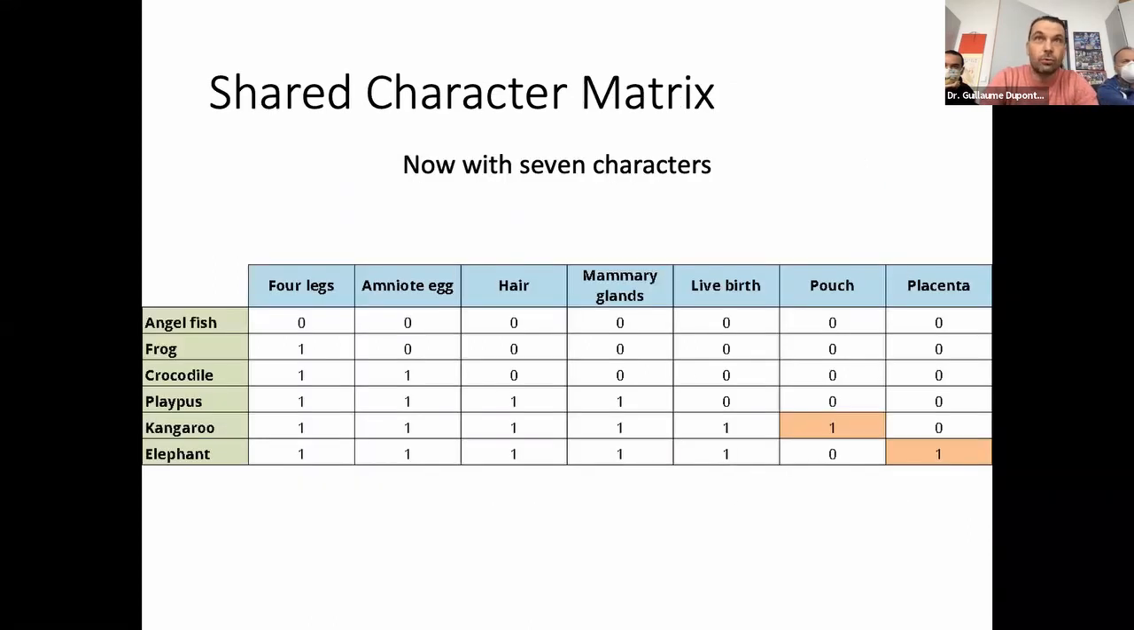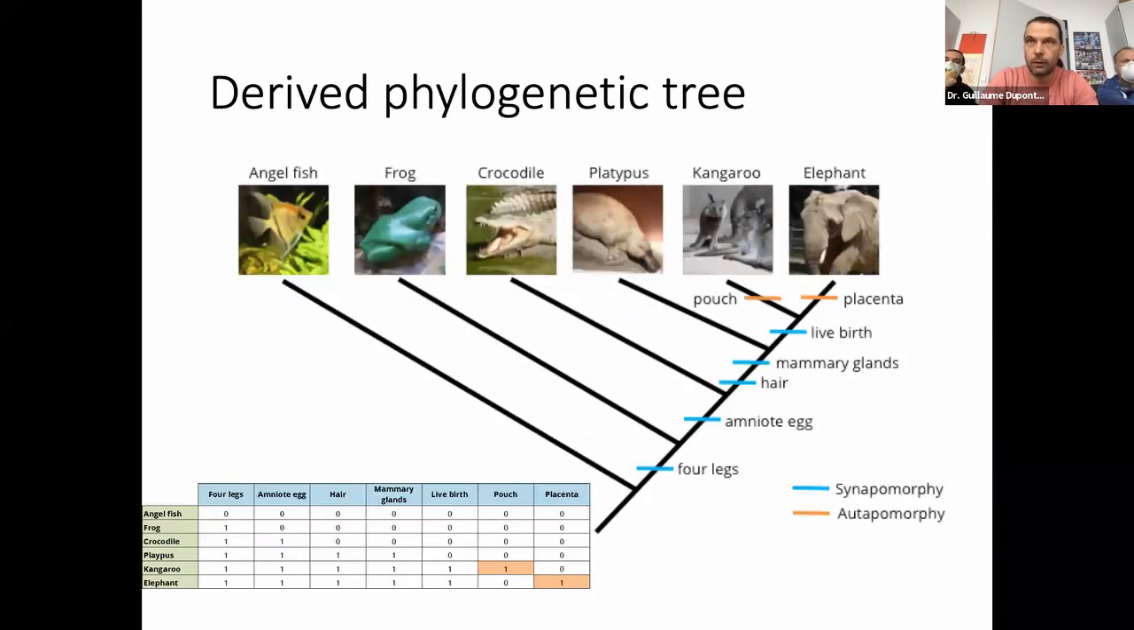We can add two more characters, a pouch and a placenta. And these are then autapomorphies for elephants and kangaroos. So we can split those groups based on these characters which are not shared. So kangaroos could be marsupials, and elephants could be placental mammals. So this is the very basic origin of how these trees were built prior to the development of molecular techniques.